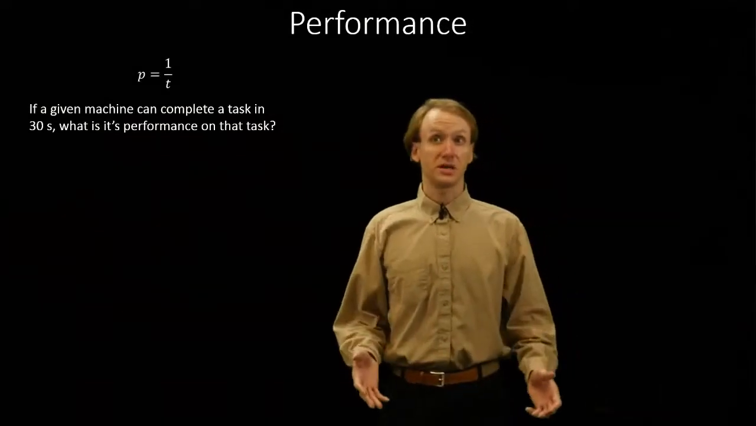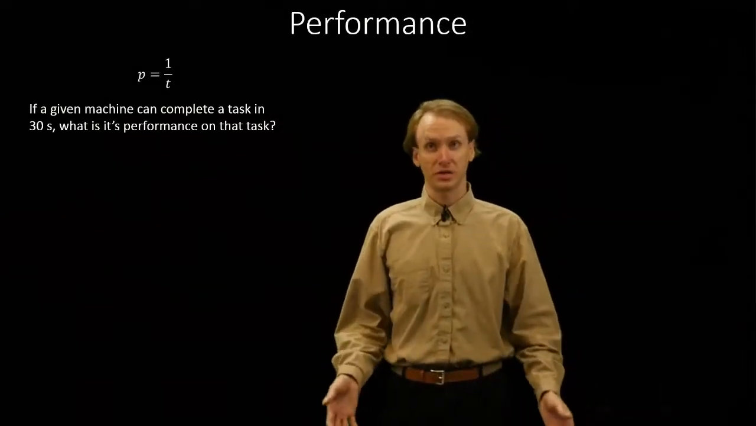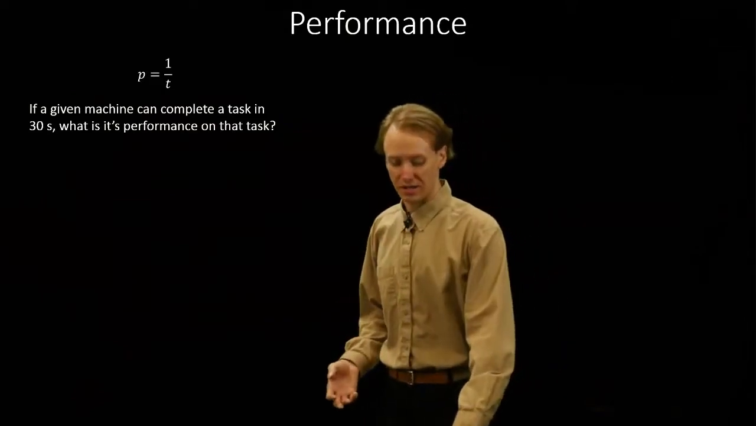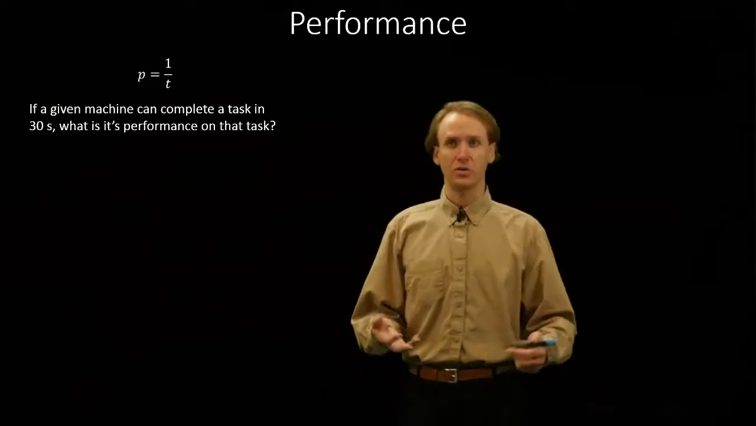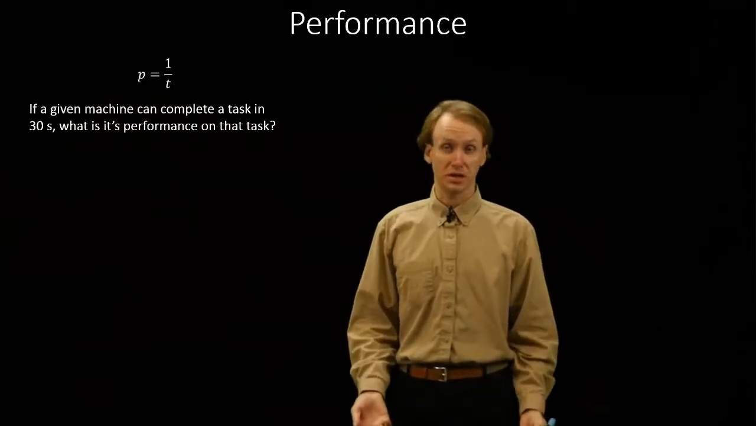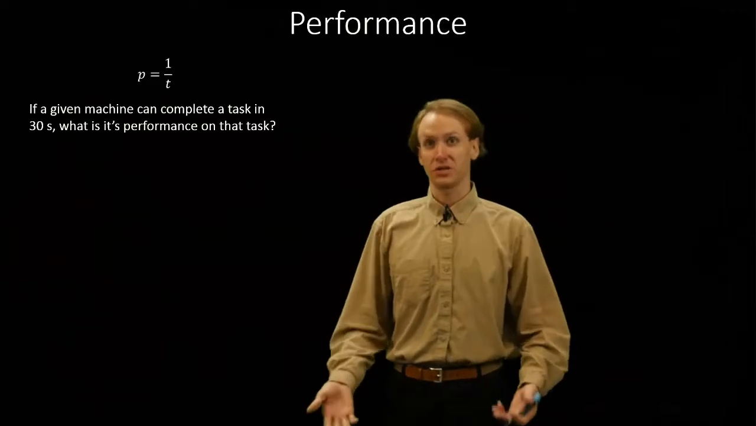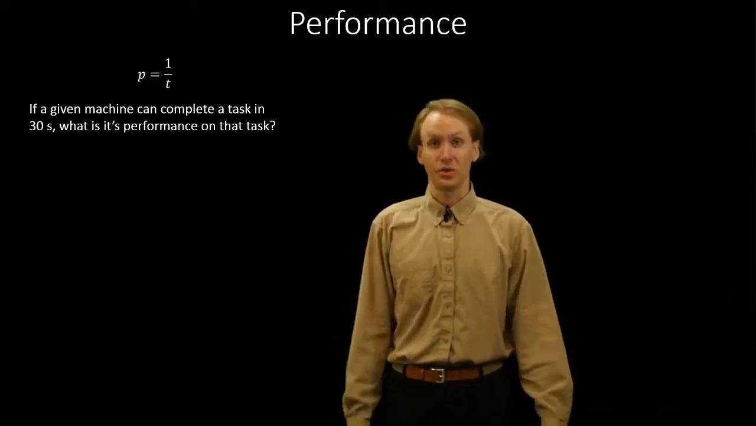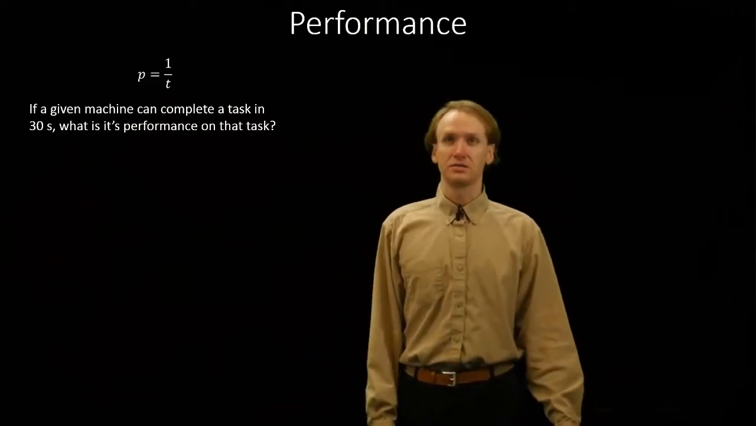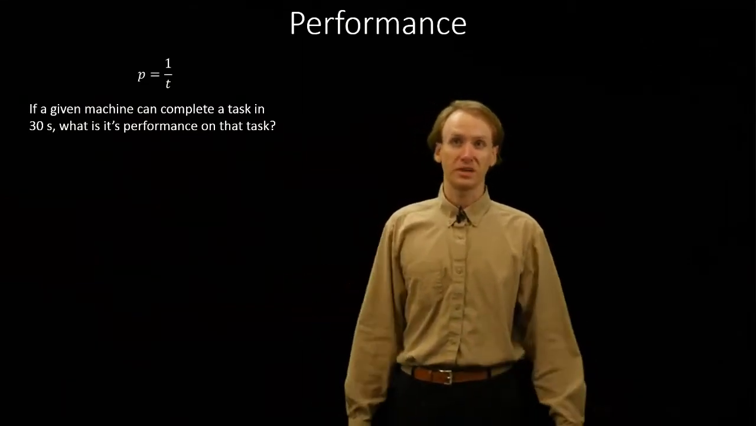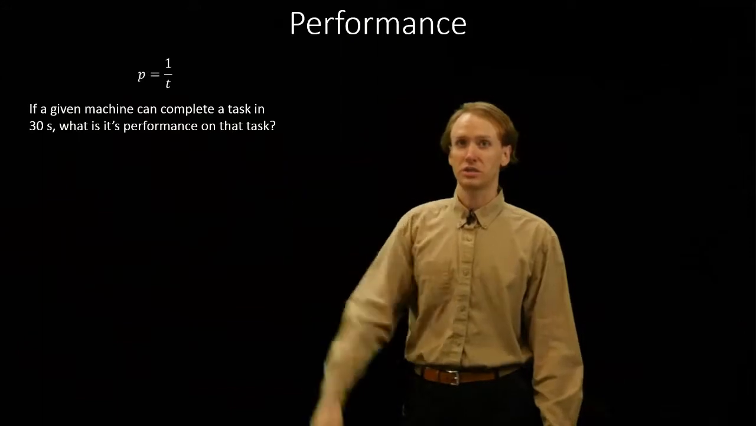Okay, so this first example is about as simple as you can get, and it's in part just designed to get you familiar with the idea and see how it's working, what the equation is telling you. So we have an example of a given machine can complete a task in 30 seconds, so what's its performance on this task? So we have an execution time, 30 seconds.